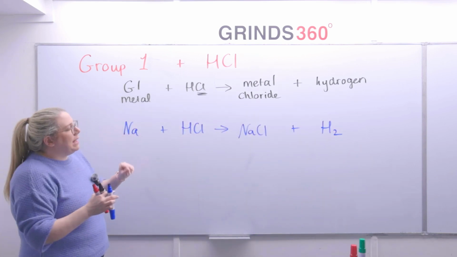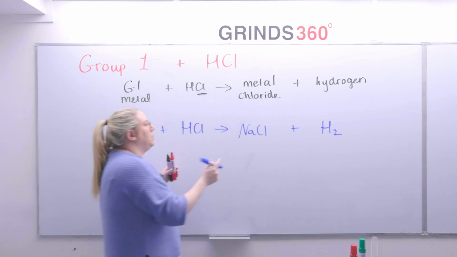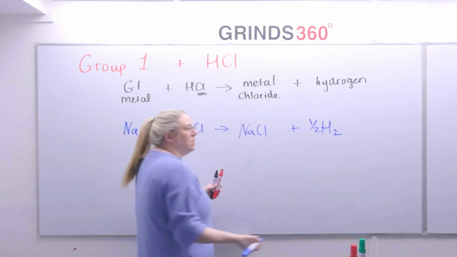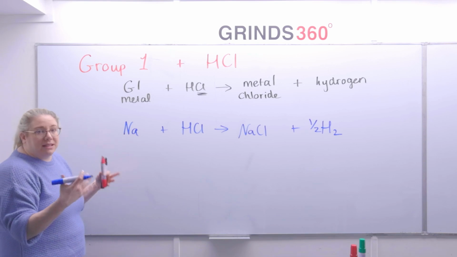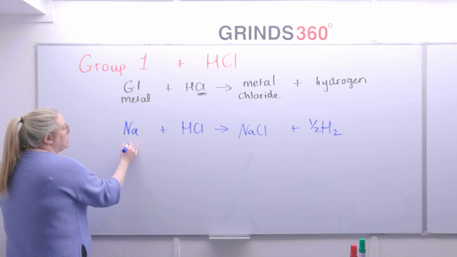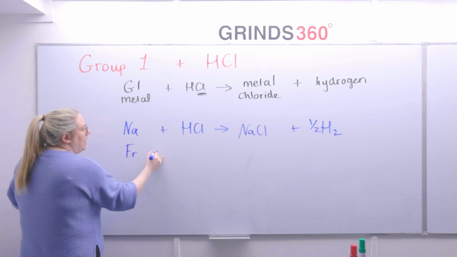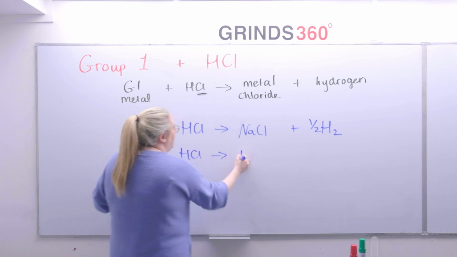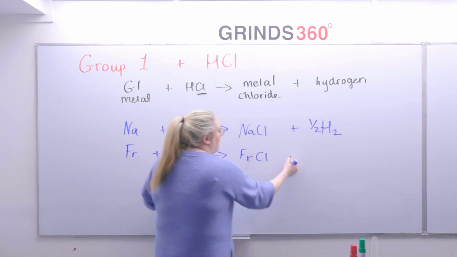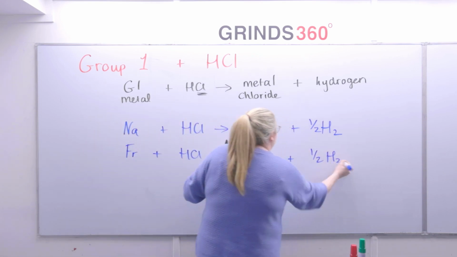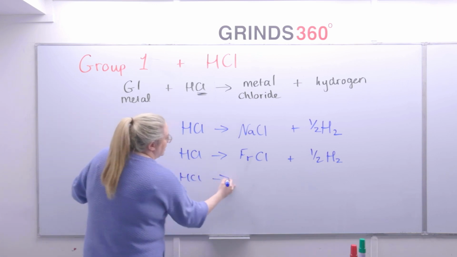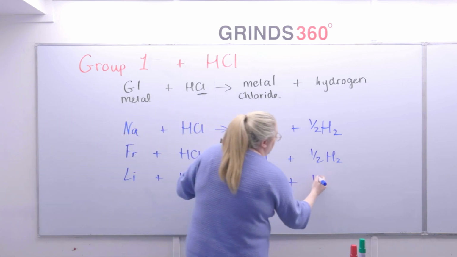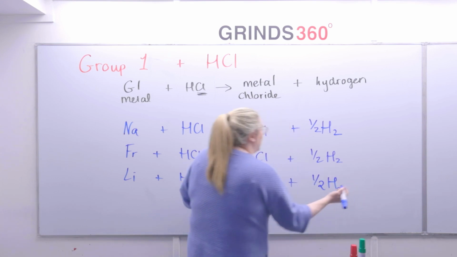Now that's not balanced, my hydrogens are out, so I'm just going to put a half in front of the H2. You can put a 2 in front of everything else and a 1 in front of the H2, it's the same balancing. If I wanted to do the same for francium, francium reacts with HCl to form francium chloride plus a half H2, lithium plus HCl to give me lithium chloride plus a half H2.